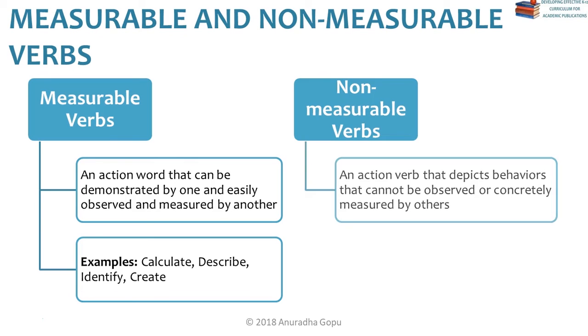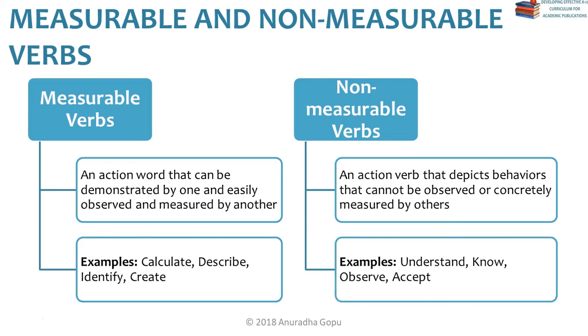A non-measurable verb is an action verb that essentially portrays behaviors of a person that cannot be observed or concretely measured by another. For example, I may understand a fact, but if I tell you so, you will just have to take my word for it. Is there any exact way you can observe me understanding the fact? No, there is not. So, understand is a non-measurable verb. Other examples of non-measurable verbs are know, observe, learn, and accept. A learning objective should always contain only measurable verbs because these are the actions that can be demonstrated by learners and observed and measured by instructors through assessments.